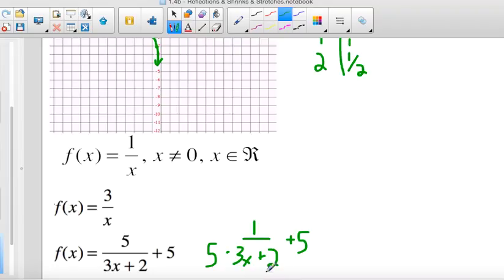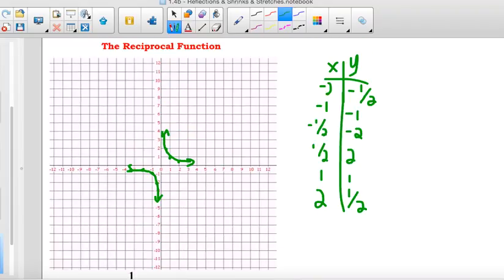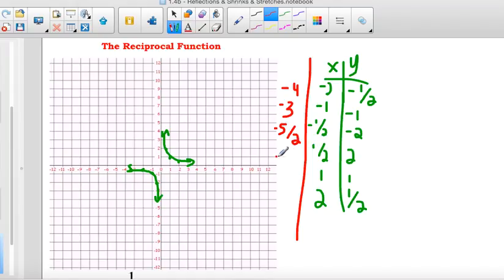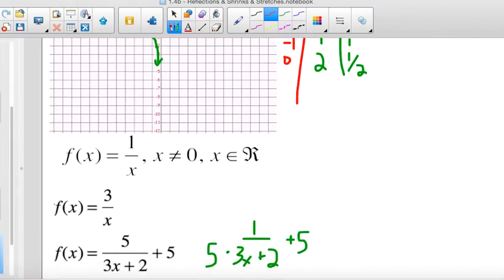But first things first, we have to move to the left 2. So all of our x values are going to get shifted to the left 2. So negative 2 is now negative 4. Negative 1 is now negative 3. Negative 1/2 is now negative 2.5 or negative 5/2, same thing. 1/2 is now negative 3/2. Negative 1 and 0. You can use decimals here, it really won't make a difference. That takes care of the plus 2.